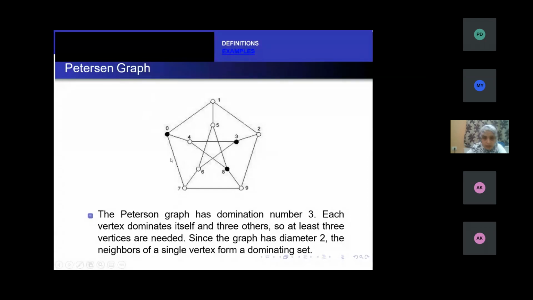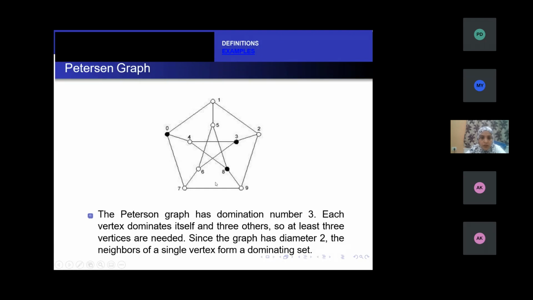See, in this again, 3, 8 and 0. Vertex 0 has covered 1, 7 and 4, whereas 3 has covered 4, 2 and 6. 8 has covered 5, 4 and 9. Considering these 3, 8 and 0, we have covered all the vertices of this graph. So in this way, we have covered the whole graph.